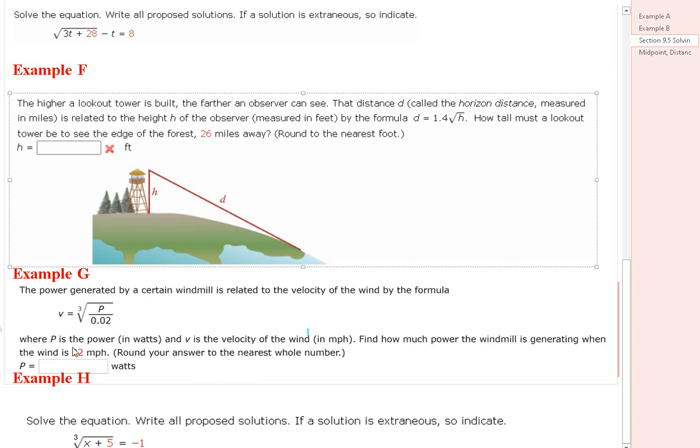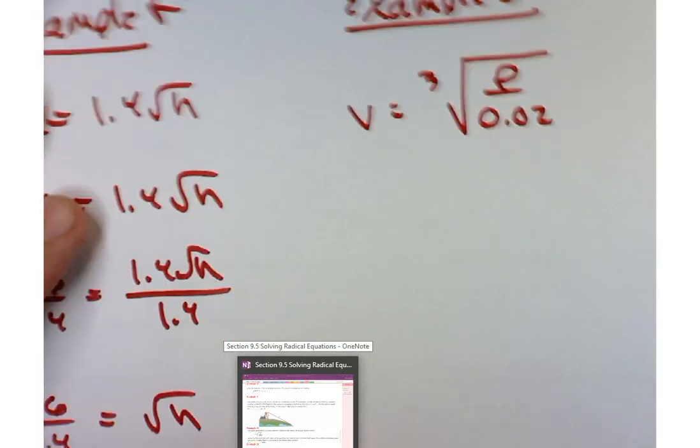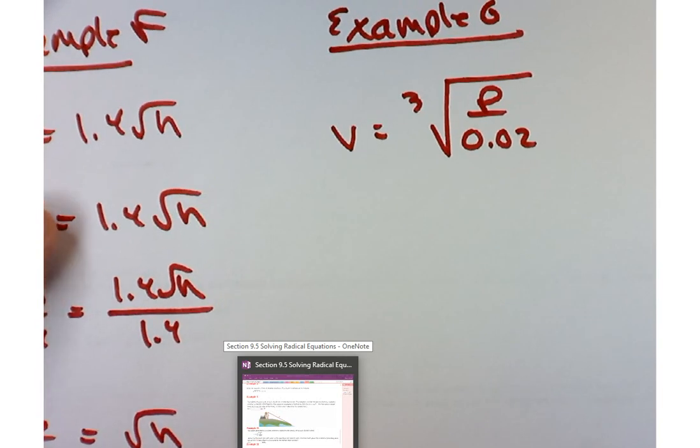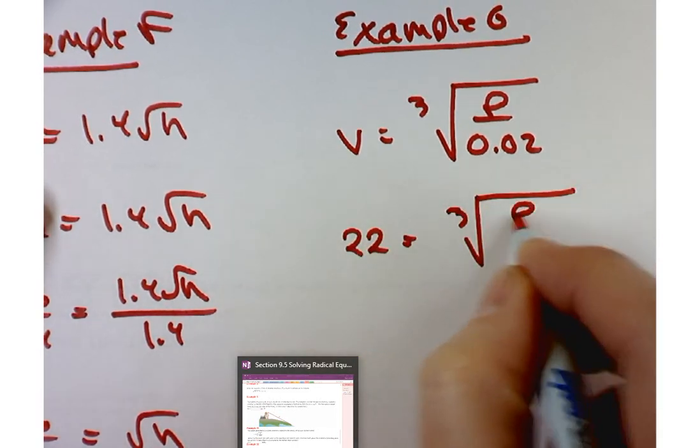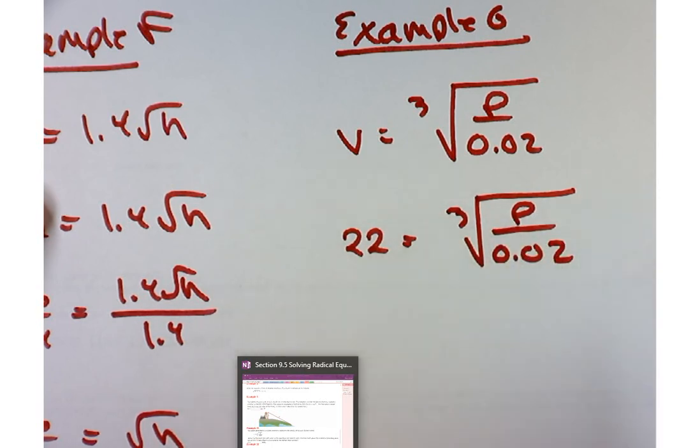All right, I guess there's one number that we've got to keep track of here, and it's 22. Where am I going to put in that 22? Replacing V. Yeah, replacing V. So 22 equals the cube root of P over 0.02. And now the goal is to solve for the power. What's a little bit different about this one than all our other problems up till G? Yeah, you're dealing with a cube root.